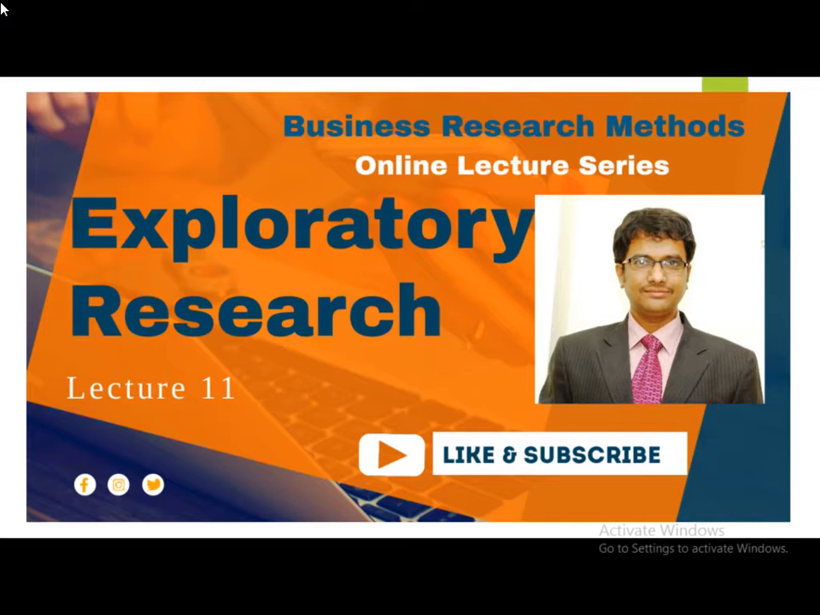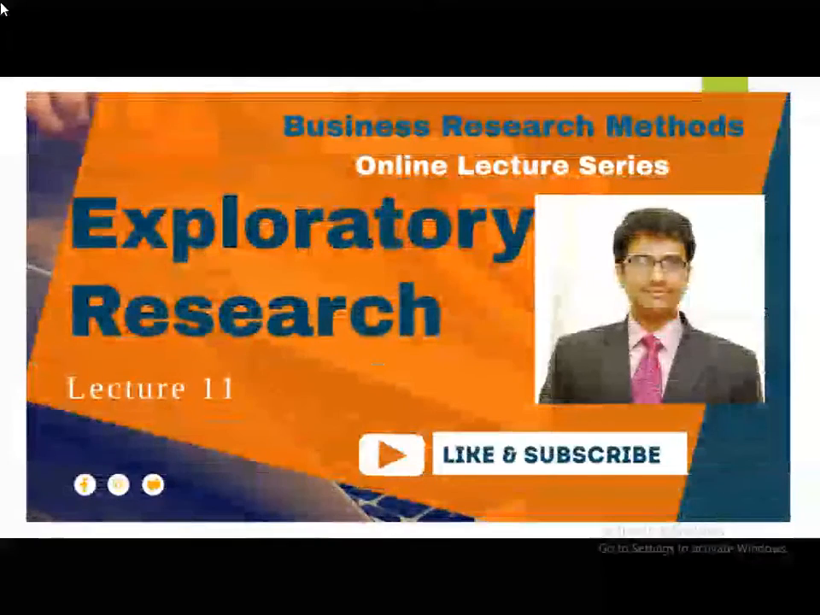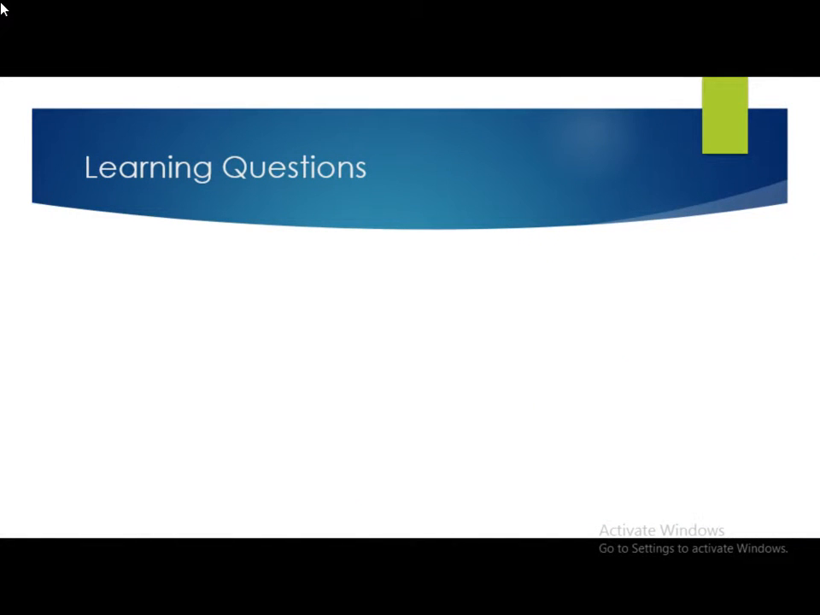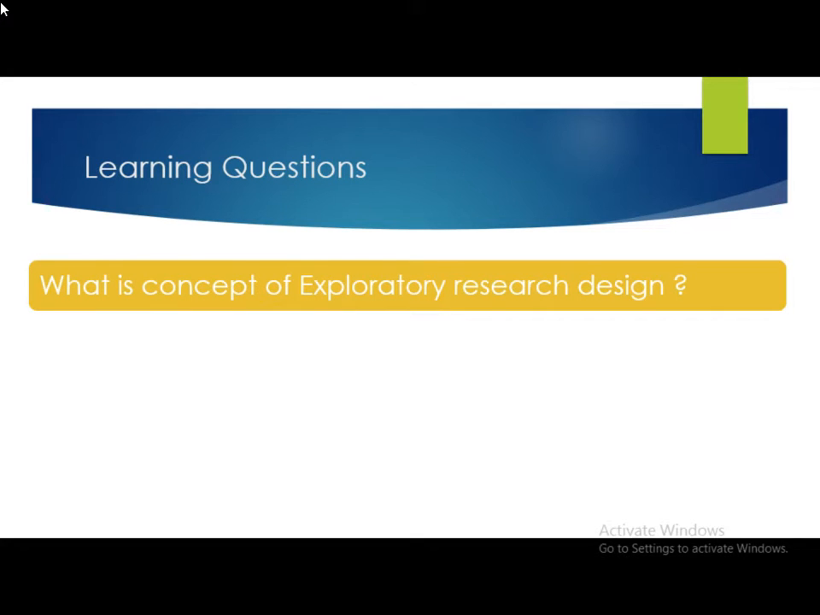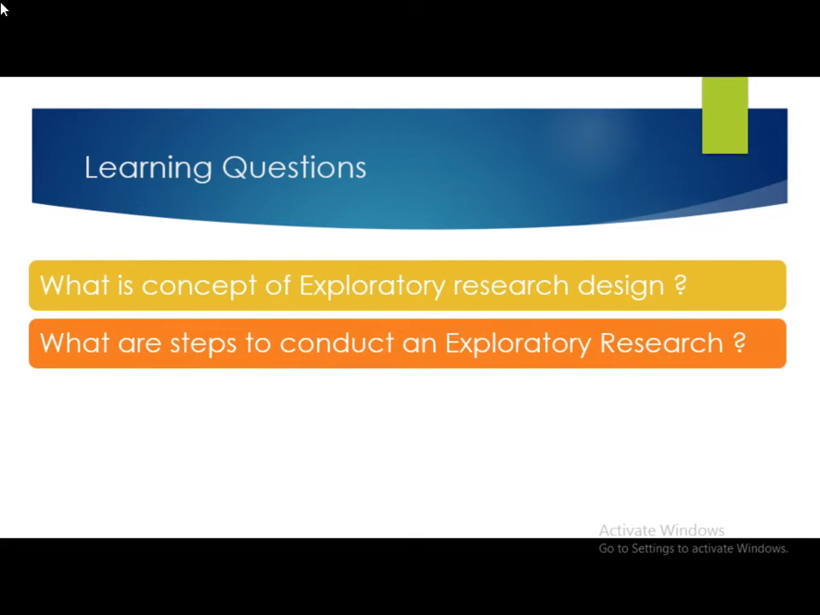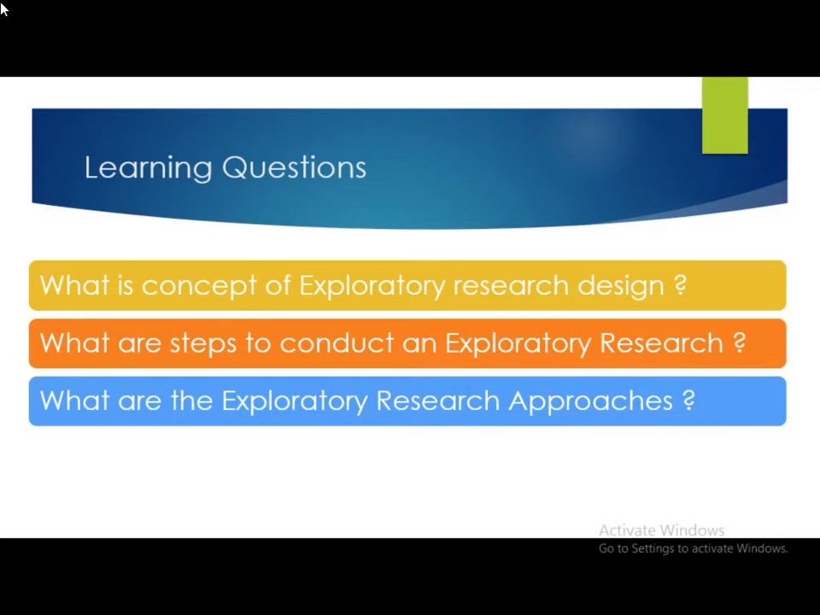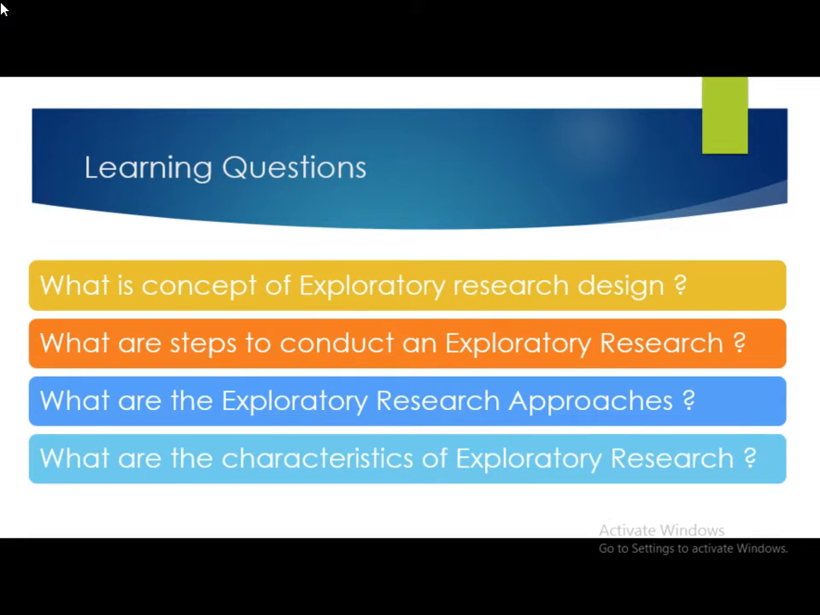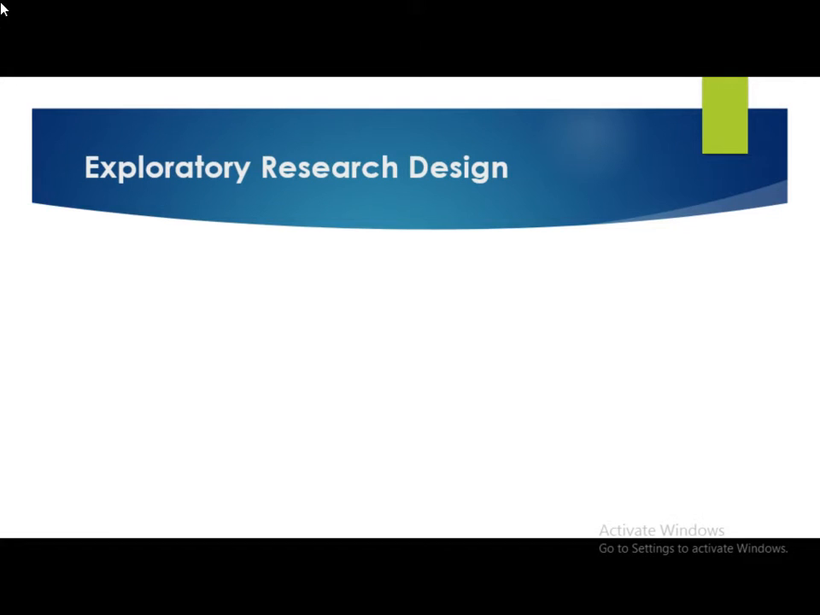This is lecture number 11, Exploratory Research. Learning questions for today's session. What is the concept of exploratory research design? What are the steps to conduct an exploratory research design? What are the exploratory research design approaches? And what are various characteristics, including pros and cons of exploratory research?